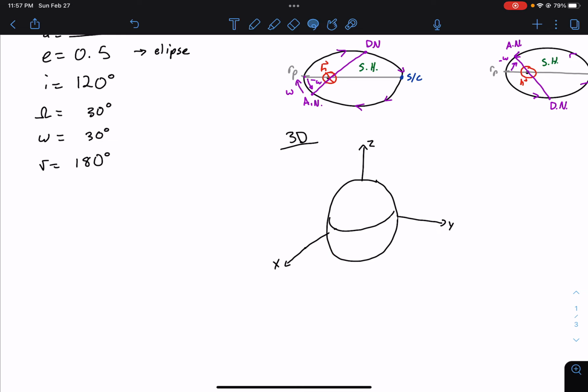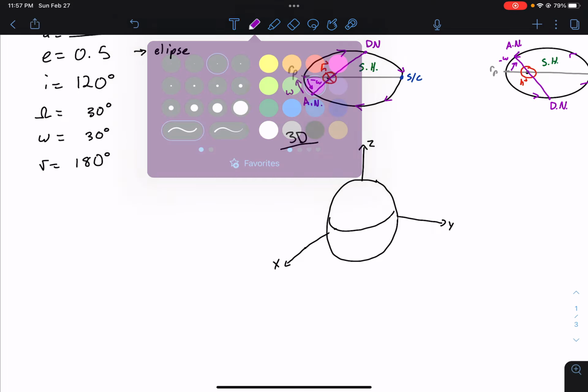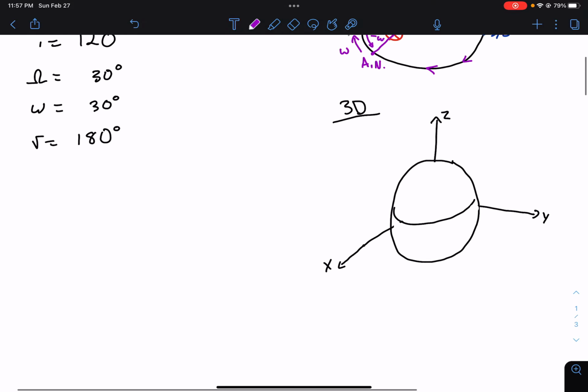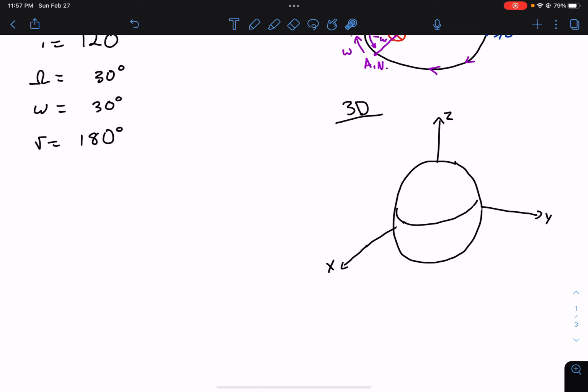Okay, like I said, we can't really define this totally yet. We have an idea of where it is, but we don't know exactly where it is. So let's look at big omega. Big omega is 30 degrees from the x-axis. Cap omega is defined from the x-axis in. Well, 30 degrees, we'll say, is about here.